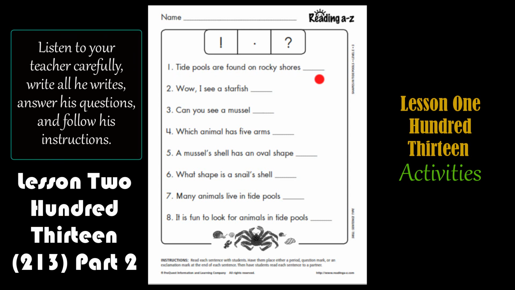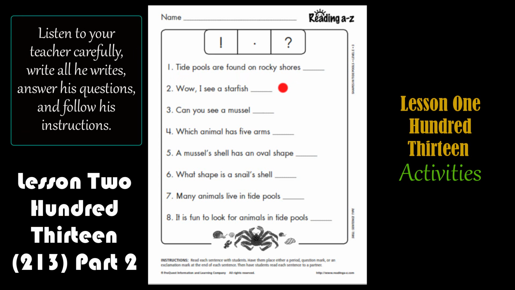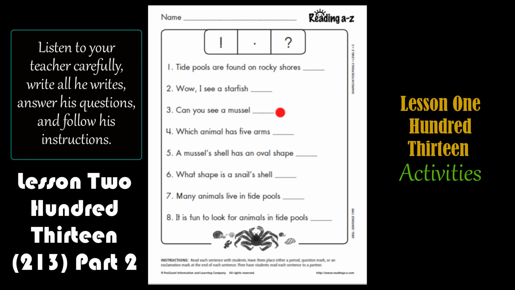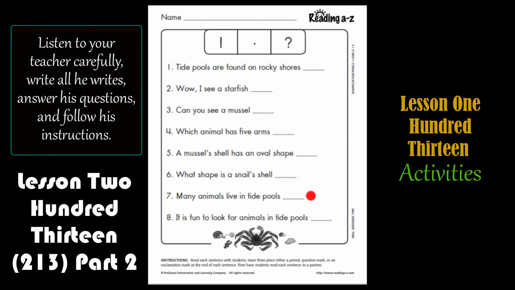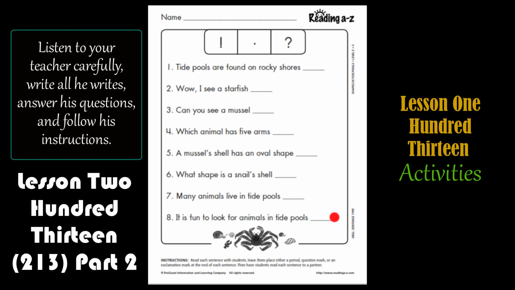Let's read. Tide pools are found on rocky shores. Wow, I see a starfish. Can you see a mussel? Which animal has 5 arms? A mussel's shell has an oval shape. What shape is a snail's shell? Many animals live in tide pools. It is fun to look for animals in the tide pools.